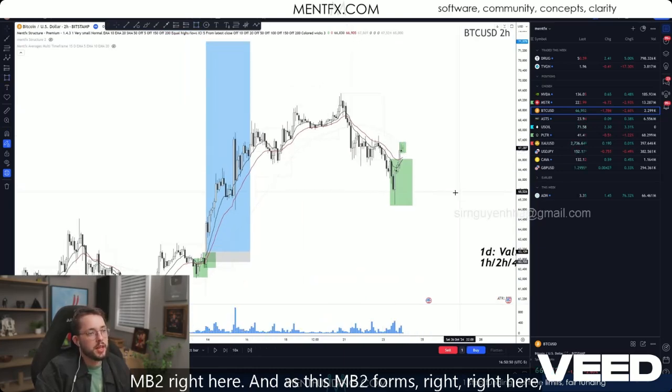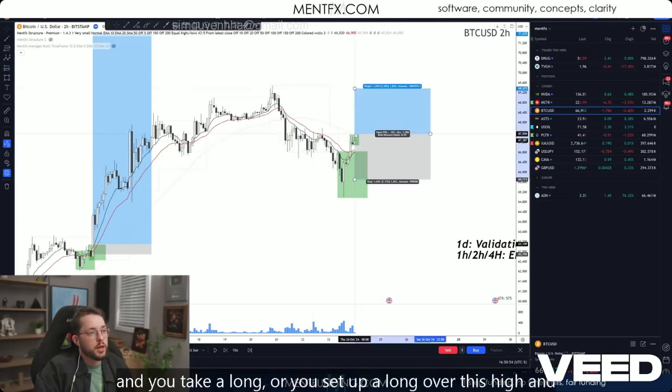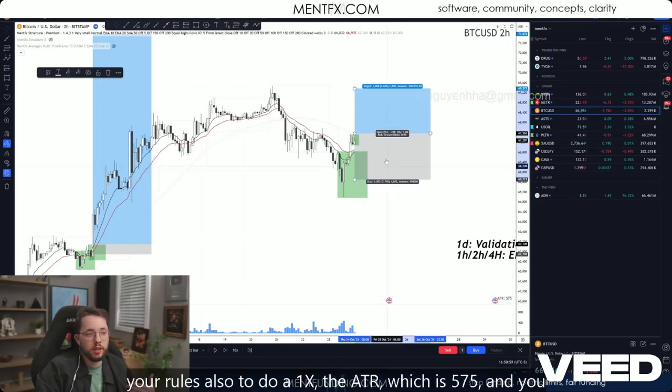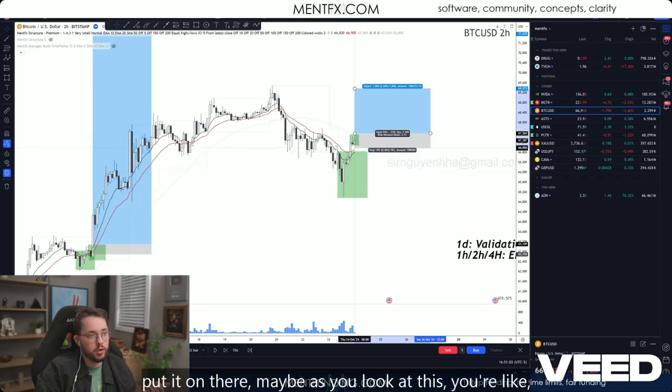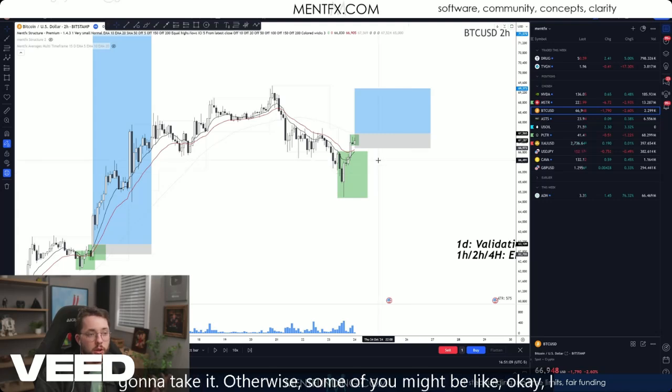And as this MB2 forms right here, you take a long or you set up a long over this high and you look at the ATR, which in this case is 575, and assuming your rule is also to do a 1x the ATR, which is 575, and you put it on there, maybe as you look at this, you're like, okay, this looks very in line with what I want to see. I'm more than happy to take a trade on this, so I'm going to take it.